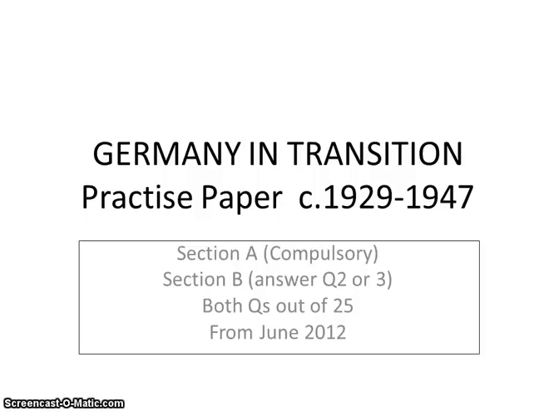This is a practice paper, Germany in Transition 1929 to 1947. Section A is compulsory and you choose one question, question 2 or question 3, from Section B. This paper is from June 2012. For the June 2013 paper, the compulsory section will be on Germany 1939 to 47, so the war years and what happened to Germany, the partition of Germany after the war, denazification, etc.